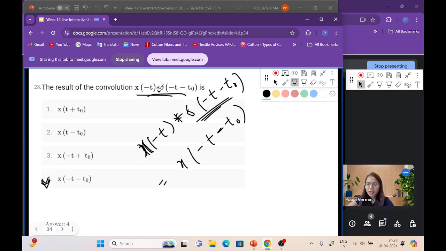That is x of t minus t naught. If we convolve any impulse function with a signal, then we will get that signal with a shifted version of that impulse. I hope you understand this. These are the basic problems. Moving to the next question.